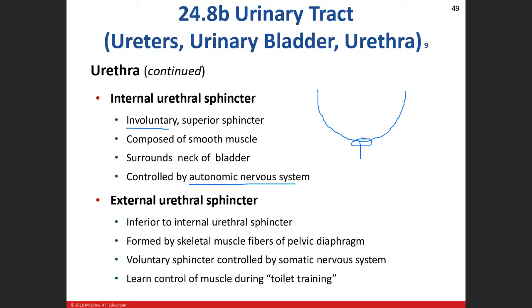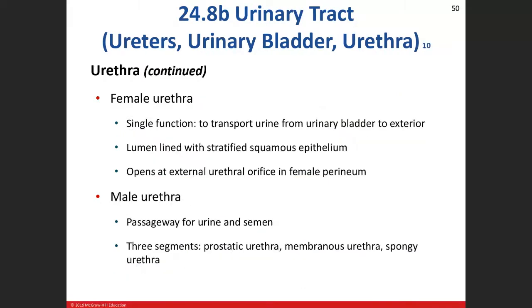the cranium. The external urethral sphincter is going to be the skeletal muscle, the floor of the pelvis, the levator ani muscles. It's under voluntary control, which means it's the somatic nervous system that is going to control the external urethral sphincter.